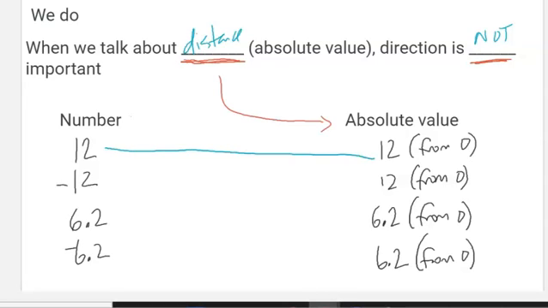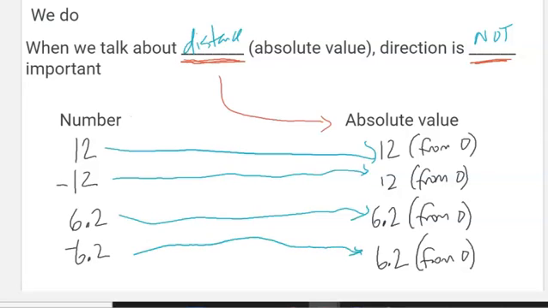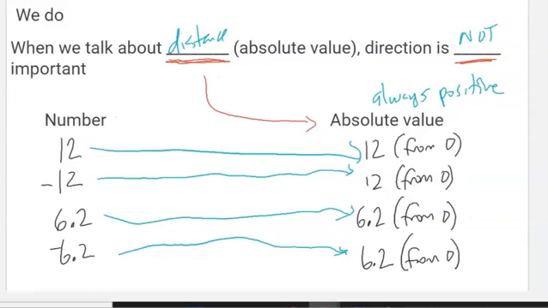How far is 12 from 0? It's 12 feet away to the pencil sharpener. How about negative 12? How far is it from 0? It's 12 units away. It's just in the other direction. How far is 6 2/10 from 0? Negative 6 2/10? When we talk about distance or absolute value, the numbers are always positive. We don't say you're negative 12 feet from the pencil sharpener. Just don't talk that way, okay?